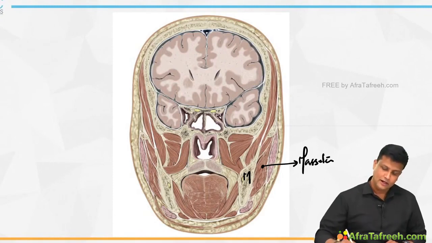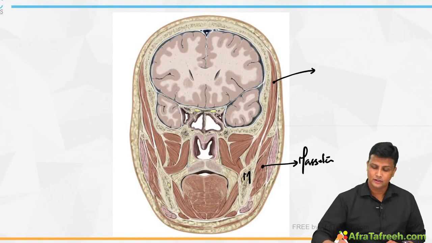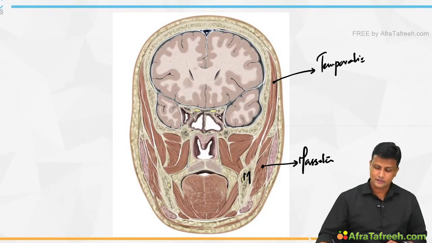And this one, which is the muscle which is actually coming from your temporal fossa over here, this muscle here will be the temporalis muscle. So that is temporalis, and this one is your masseter here. And guys, what is this bone in the middle here? That is your sphenoid bone.